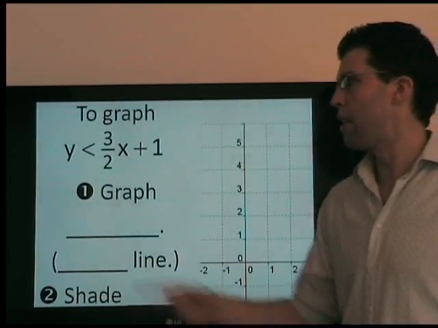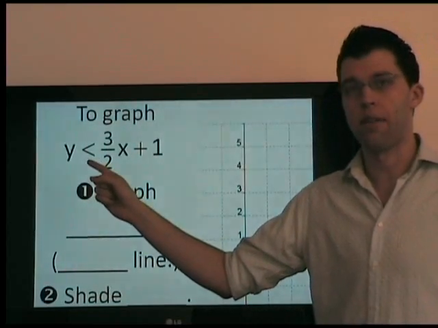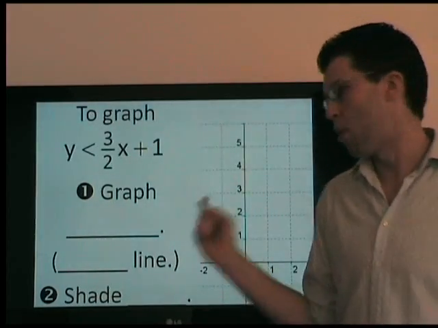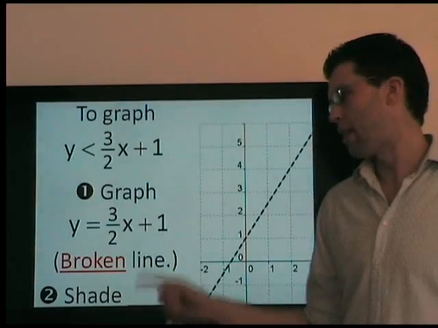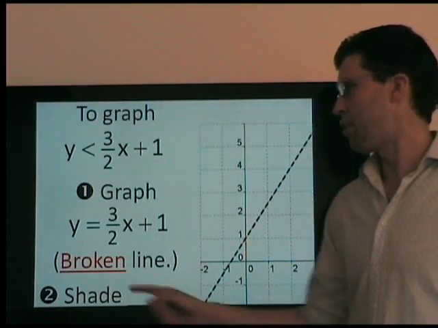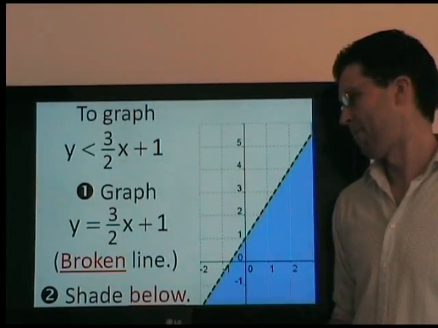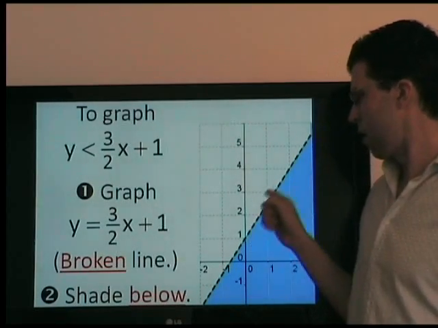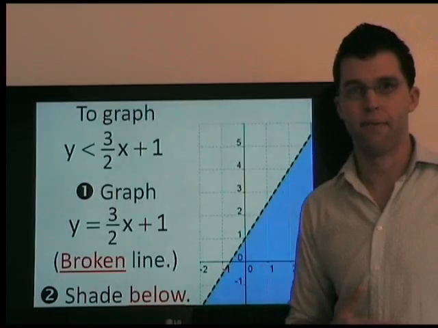So for example, we notice here there's no equal sign. What that means is there's no line that's part of the graph. We indicate that with a broken line. So we graph this equation as a broken line, and we shade below. Again, the broken line means points on this line are not in the graph.